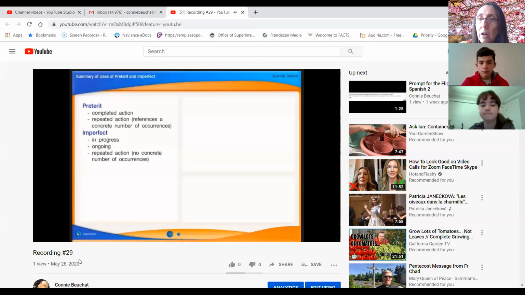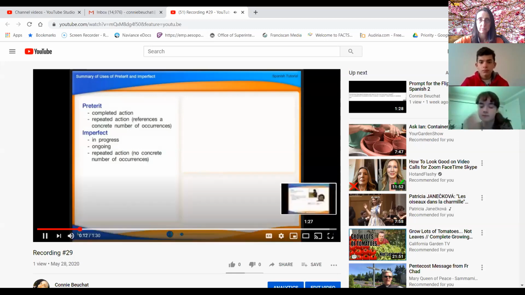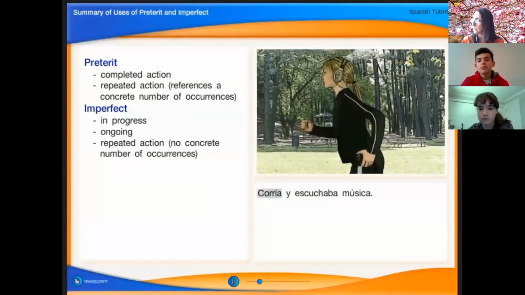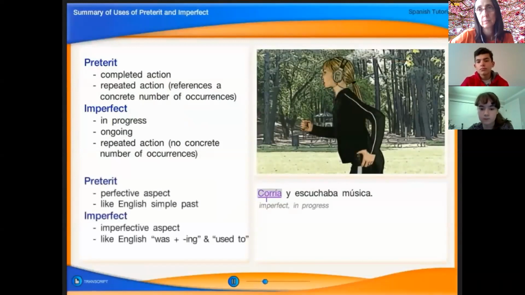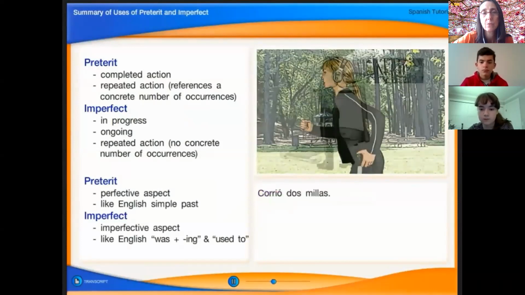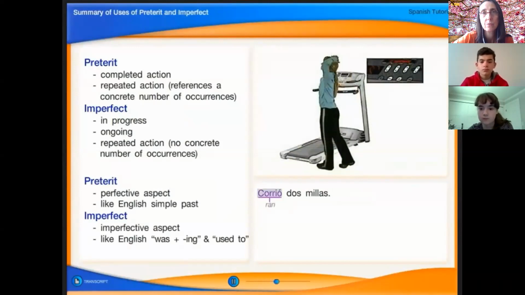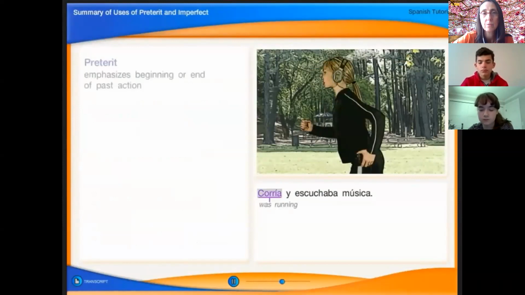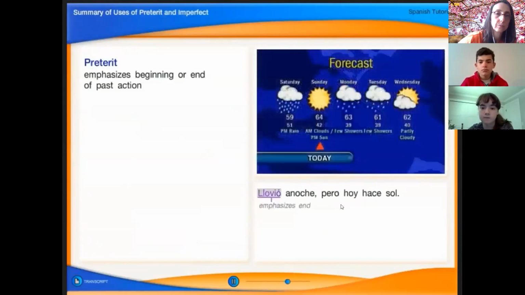Spanish uses two past tenses: the preterite for completed actions and the imperfect for actions that were in progress, ongoing, or repeated. The preterite, like the English simple past, expresses perfective aspect. The imperfect, like the English phrases was plus ing and used to, expresses imperfective aspect. The preterite is used to refer to any past action that is considered complete. In this example, yesterday is complete. Today is not.